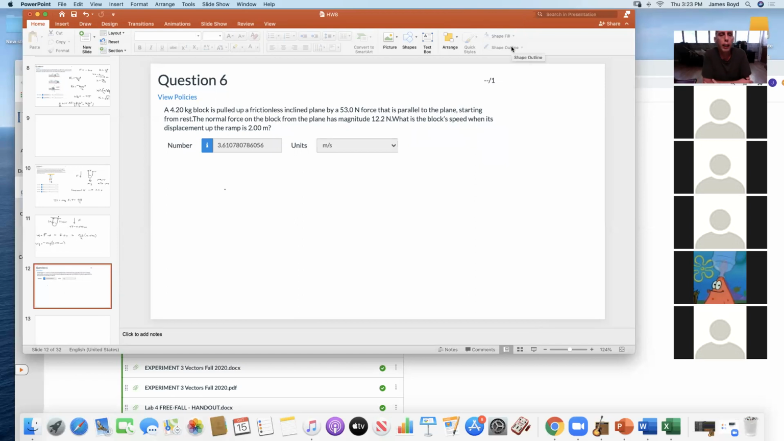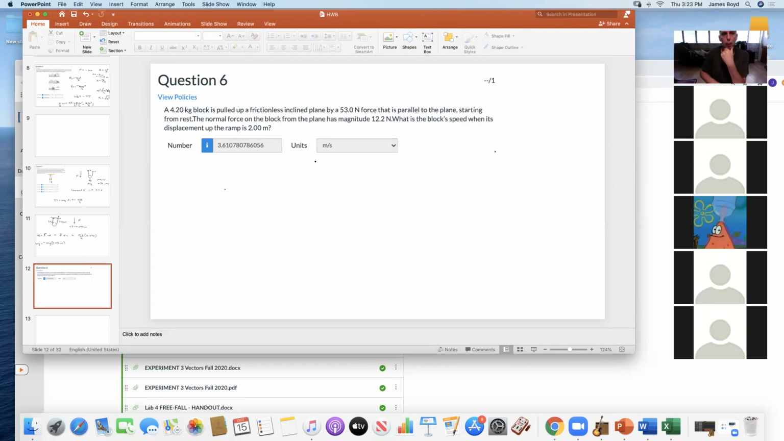So here we have a block pulled up on a frictionless plane. Bye, Cindy. Here we have a block pulled up on a frictionless plane. I'm just going to go through these real fast so we can all get out of here, and I'll do the rest for everyone else.